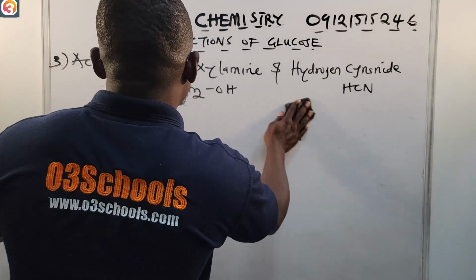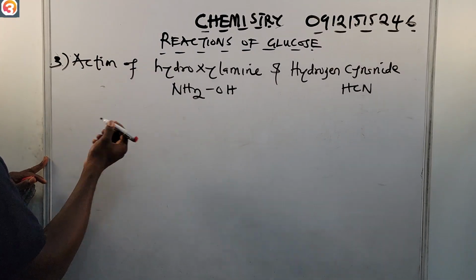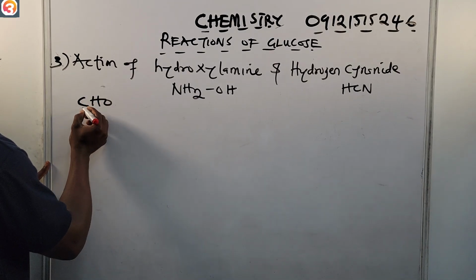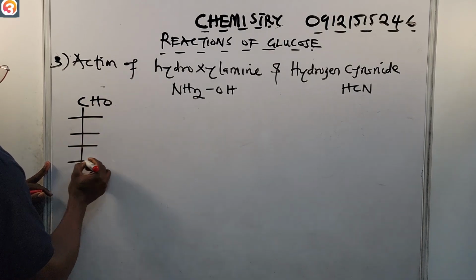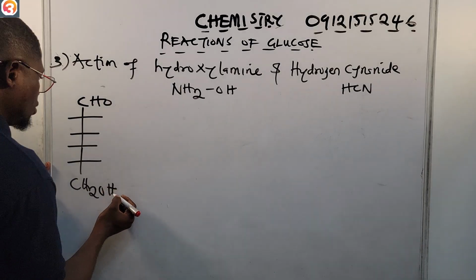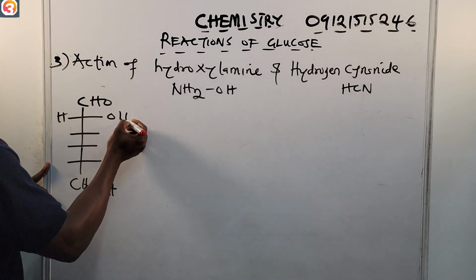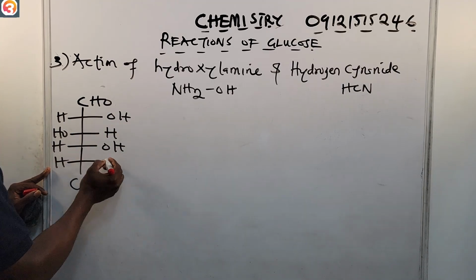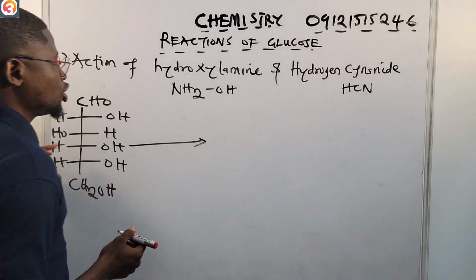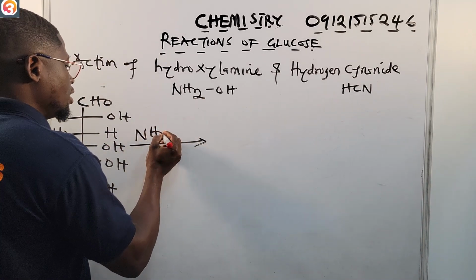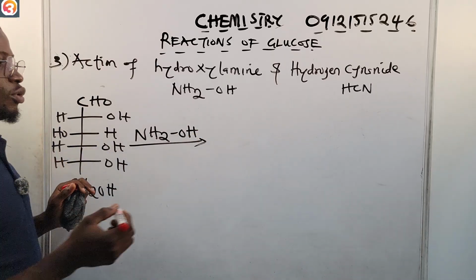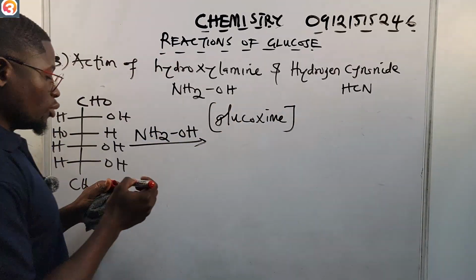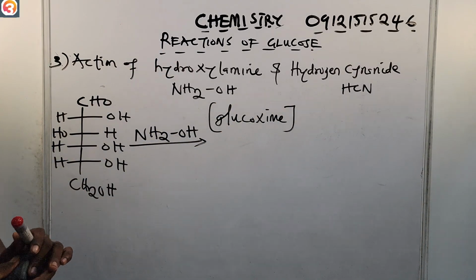Now let us see the first one. So if we have our glucose, let me just draw it out. I'm going to have your CHO, then 1, 2, 3, 4 CHOH units, then CH2OH, with H, OH, HO, H, H, OH, H, OH on the carbons. So the action of hydroxylamine, NH2OH, gives to us glucosime. Glucosime is the product of this reaction.